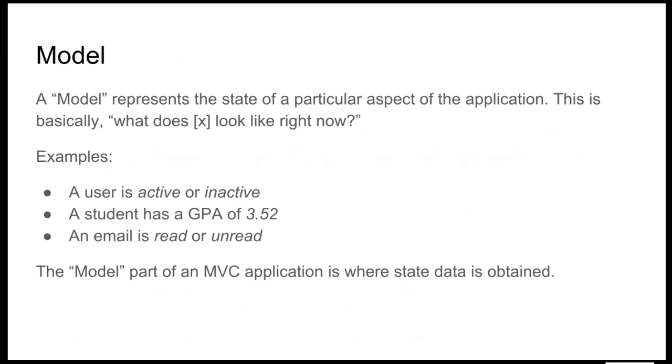So the model is a representation of a thing the computer program cares about and what its state is right now. Good. So the model part of an MVC application will be where state data is obtained. In other words, that's what the model part is concerned with. It's concerned with, can I get state data for a specific object or collection of objects, please? Thank you very much.